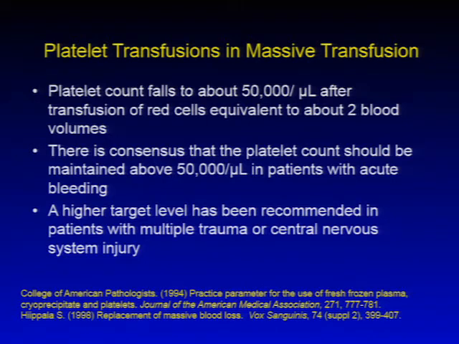Expert consensus argues that platelets should not be allowed to fall below 50,000 per microliter in acutely bleeding patients. A higher target level of 100,000 per microliter has been recommended for those with multiple traumas or central nervous system injuries.